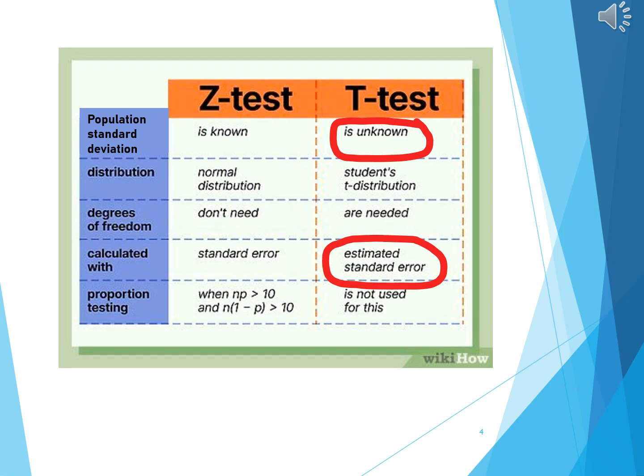Now, for a one sample t-test, which we have not done before, you use this when the population standard deviation is unknown. Then we have to use a different distribution. Instead of a z-distribution, we're going to use a t-distribution. You do need to know the degrees of freedom. And instead of the standard error, it's now going to be using something called the estimated standard error.